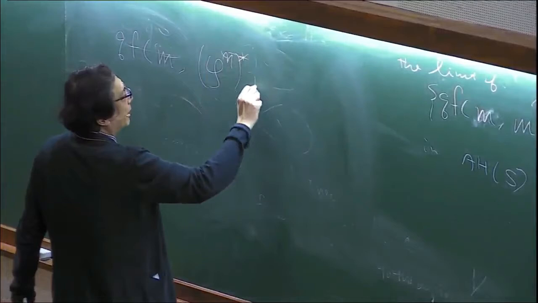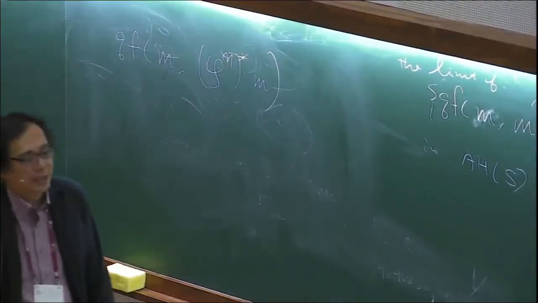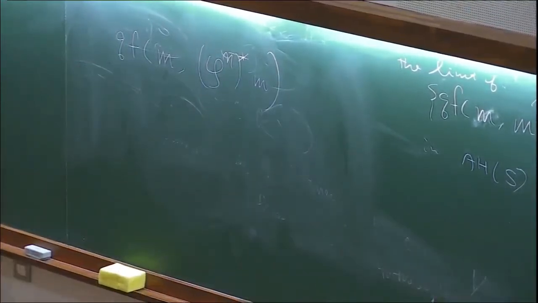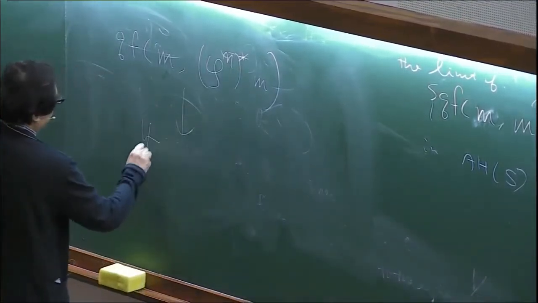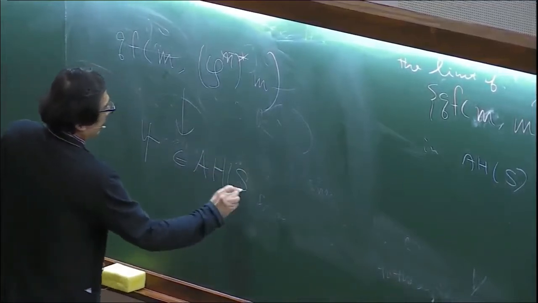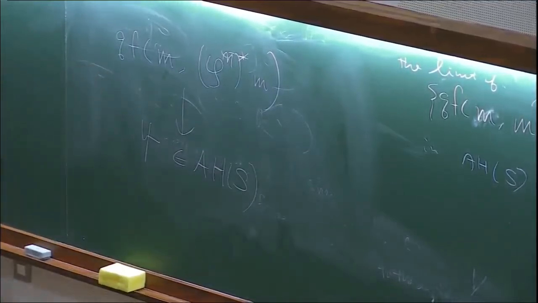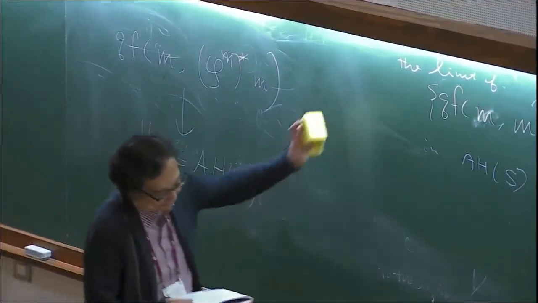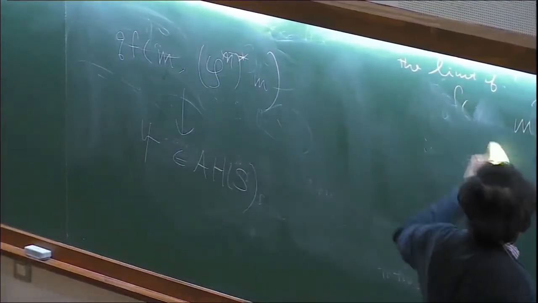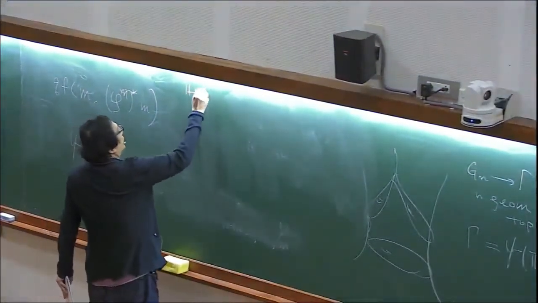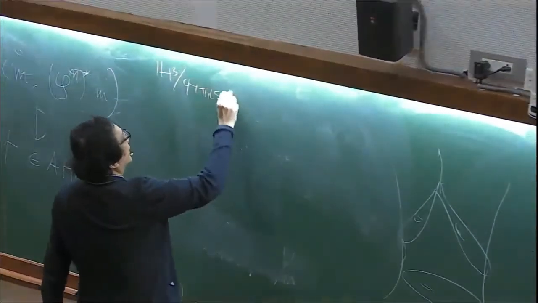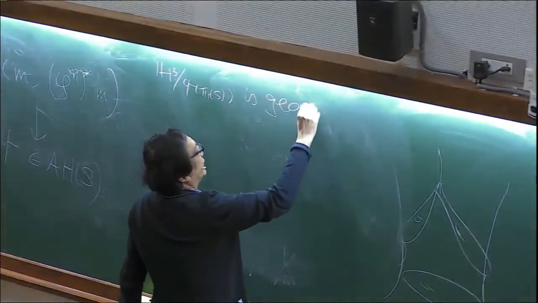And again, because we fixed the first factor, by Bers' theorem we know that it converges to some representation in AH of S. So they should converge to some psi in AH of S. So what kind of Kleinian group is it? Actually, this is geometrically infinite. H3 over psi of pi 1 S is geometrically infinite.